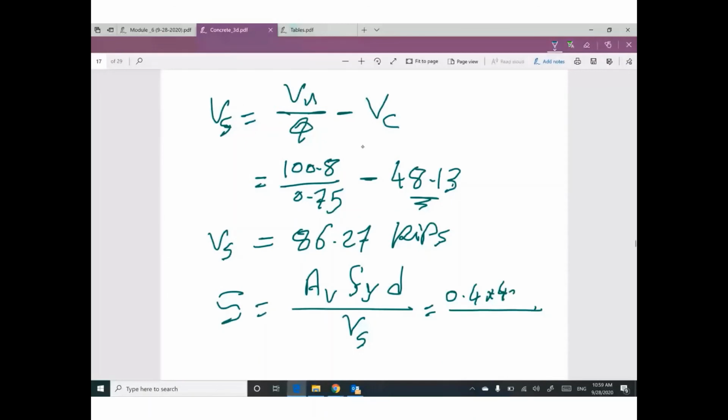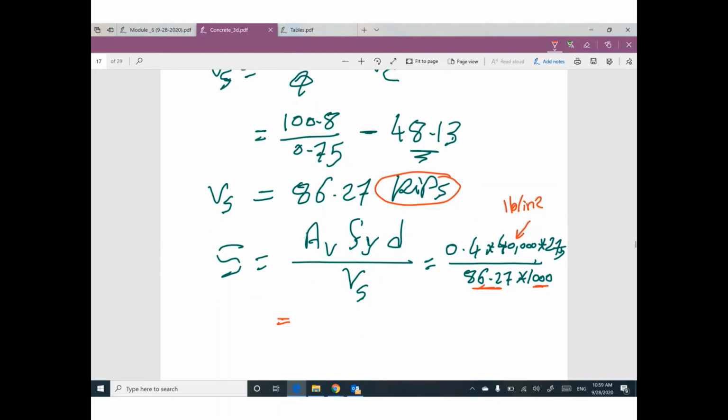What is the value of depth? 27.5. What is the value of VS? 86.27 times 1,000, please. Why times 1,000? Because this value is in kip and the F yield is in pound per square inch. So I need to convert from kip to pound, so I multiplied by 1,000. Your final answer of S will be 0.4 times 40,000 times 27.5 divided by this number times 1,000. It will be 5.1 inch.